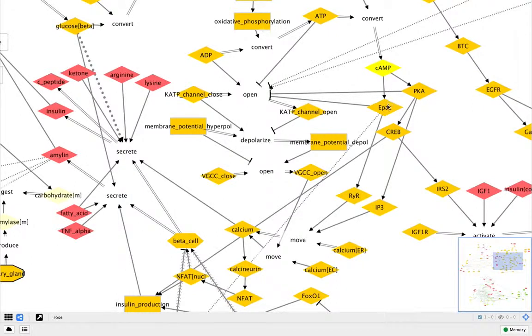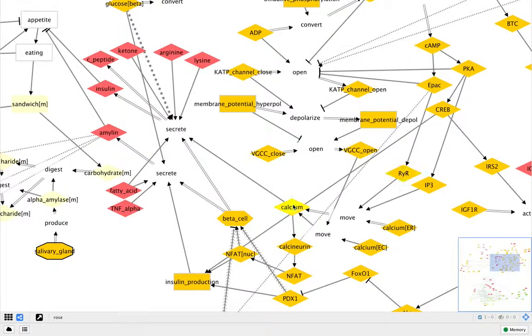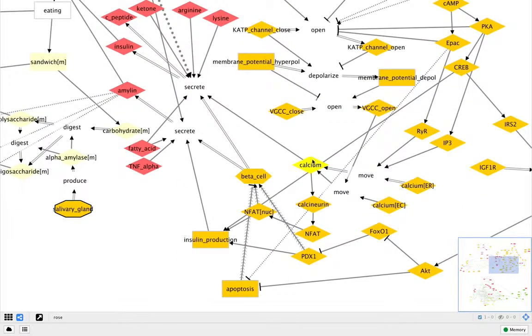cAMP also activates the EPAC, which activates the RyR, the ryanodine receptor, on the ER. So this RyR also induces the movement of calcium inside the endoplasmic reticulum to the cytosol. So the cytosolic calcium level is increased, which induces the secretion of insulin.